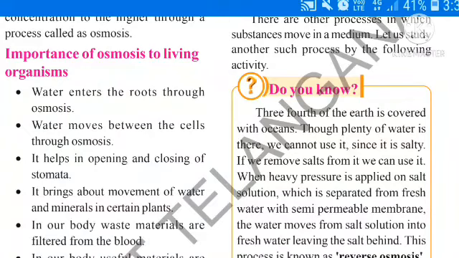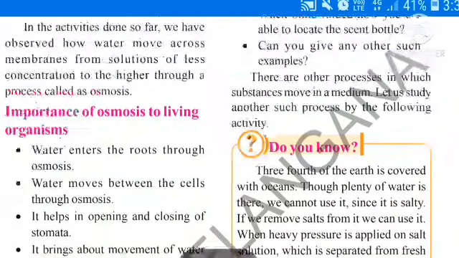Okay, next concept is diffusion. The movement of materials from high concentration to low concentration is called diffusion. I will give one example. If a bottle of scent is opened in one corner of a room, what will happen? The smell spreads throughout the entire room. That is the diffusion process.